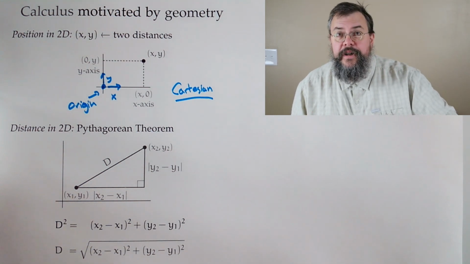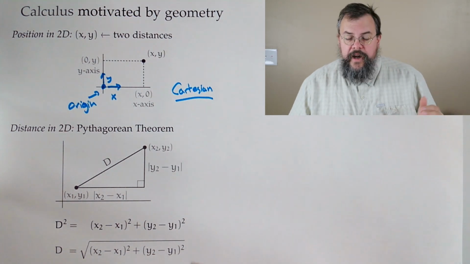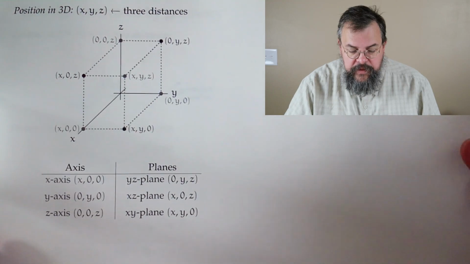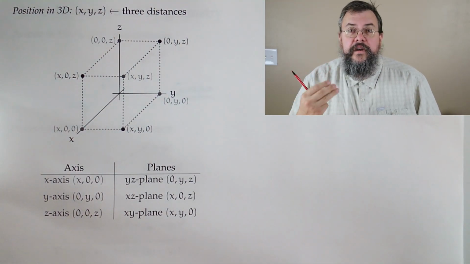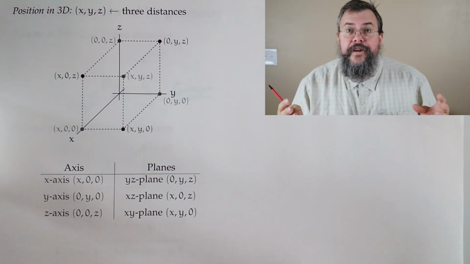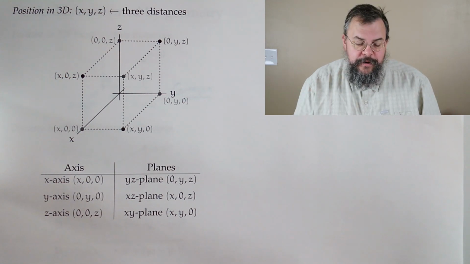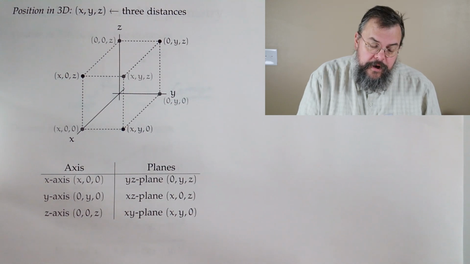Well, what do we do in three dimensions? The answer is we have one more direction, but other than that, it still remains the same. So what we'll do now is we'll have three distances. We'll call them x, y, and z. Now, z, by the way, is a very fancy way to say z if you want to sound like you're European.